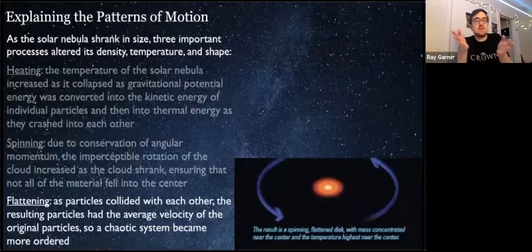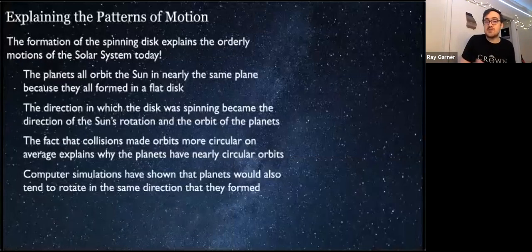And so the formation of this spinning disk explains all of the patterns of motion that we see in the solar system today. The planets all orbit the sun in nearly the same plane because they all formed in a flat disk. The direction in which the disk was spinning became the direction of the sun's rotation and the orbit of the planets. The fact that the collisions make orbits more circular on average explains why the planets have nearly circular orbits. Computer simulations have shown that the planets would also tend to rotate in the same direction that they formed.